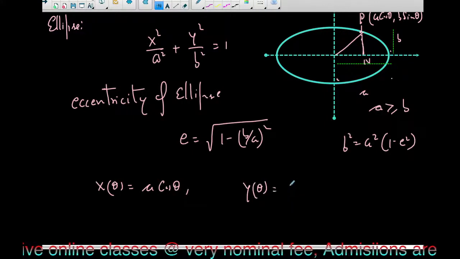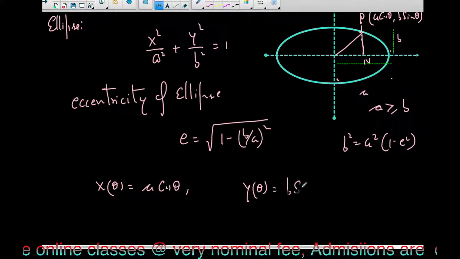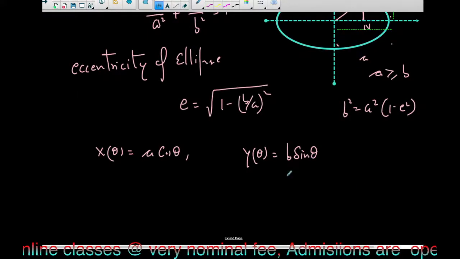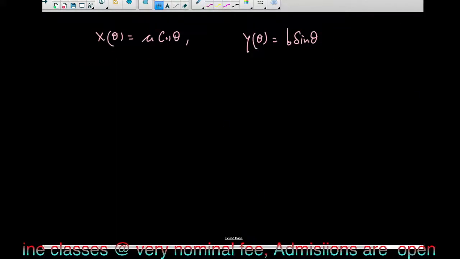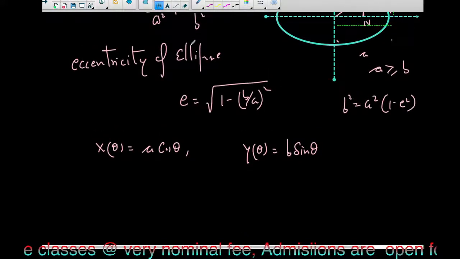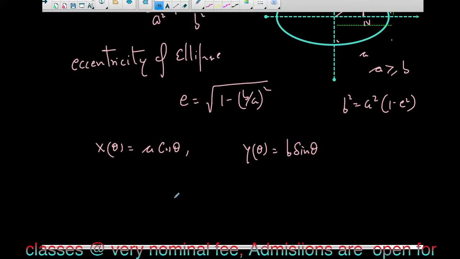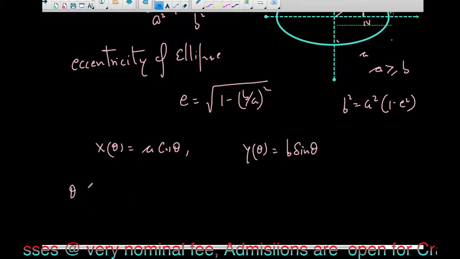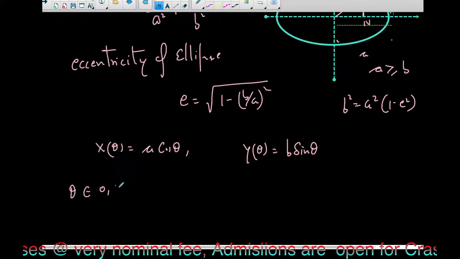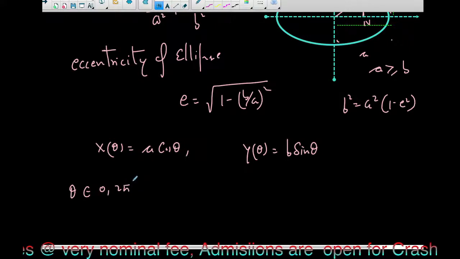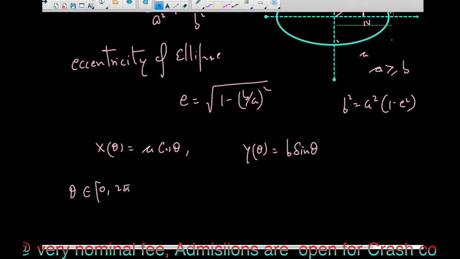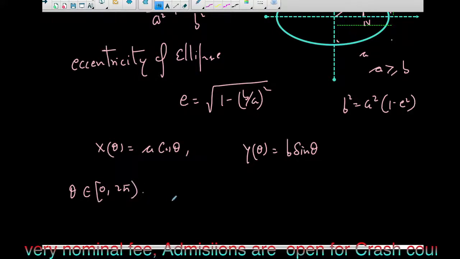y of theta is equal to b sin theta. This comes from substituting these values of x and y in the equation of the ellipse, as you can see here. Now look at the point: theta belongs to the interval 0 to 2 pi.